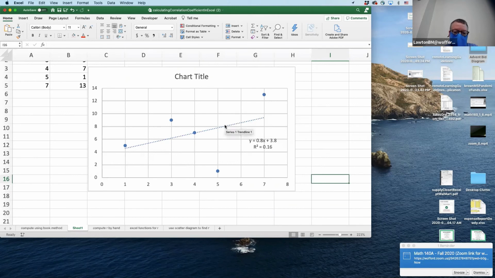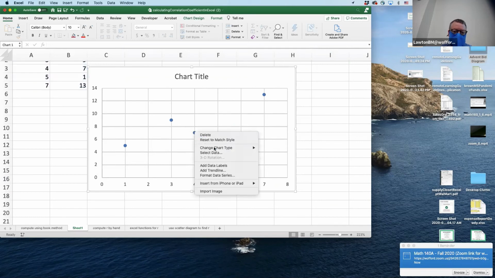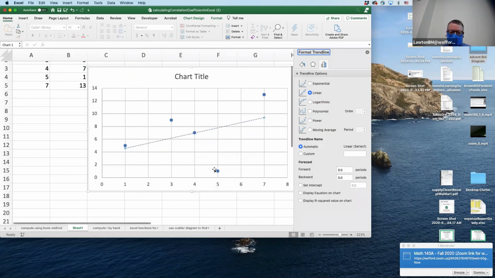All I did, right click on a point and add trend line. And then over on the side, I click the bottom two things, display equation on the chart, display r squared on the chart.